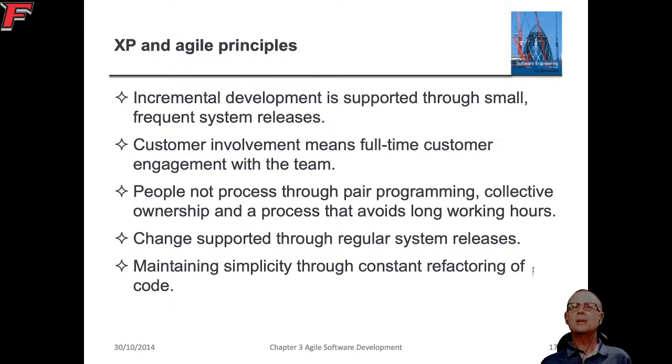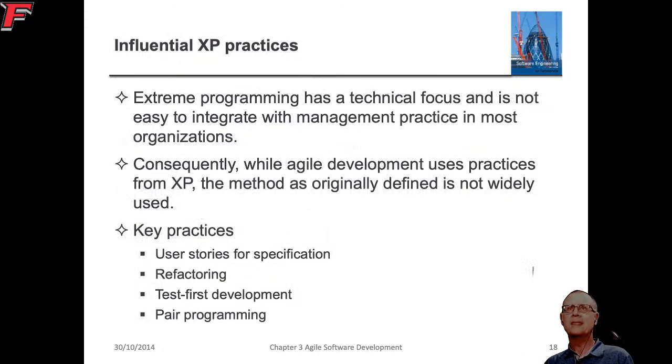And you can read this as well as I can. I think this is about tying the Agile Manifesto to the practices in extreme programming. So the key pieces out of extreme programming that a lot of places use are user stories for specification, refactoring, test first development, and pair programming.